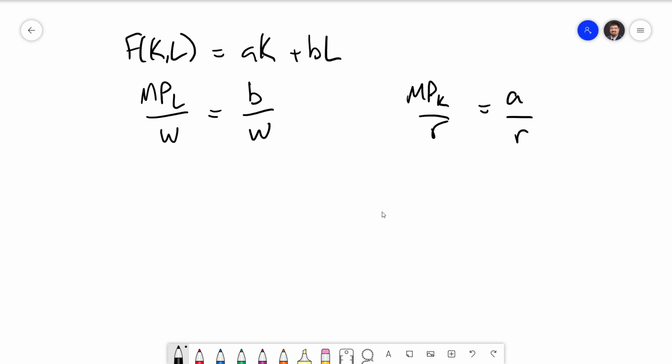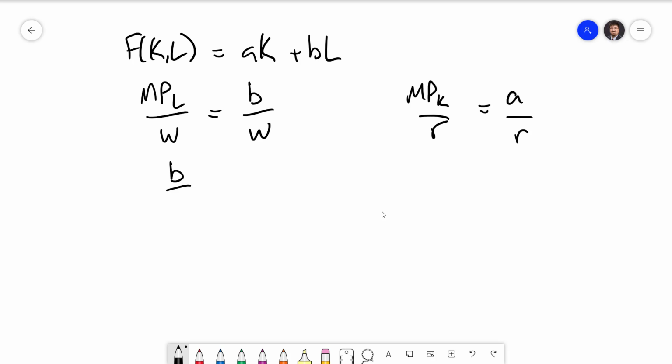With Cobb Douglas, we set these two things equal to each other and figured out the K and L that would make that work. The problem with doing that here is that K and L don't appear anywhere in either of these expressions. B over W is just a constant. A over R is also a constant. These things might happen to be equal to each other, or they might not. There are three different cases that could happen.